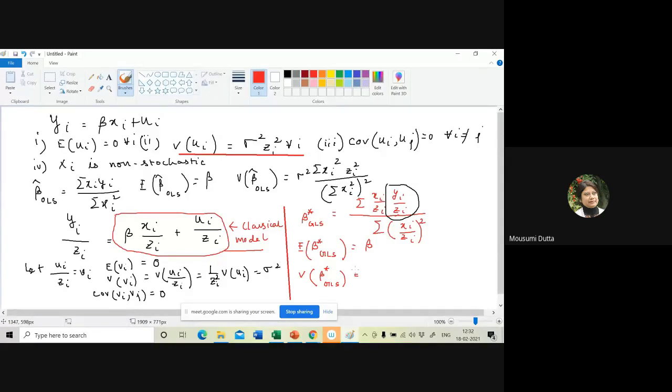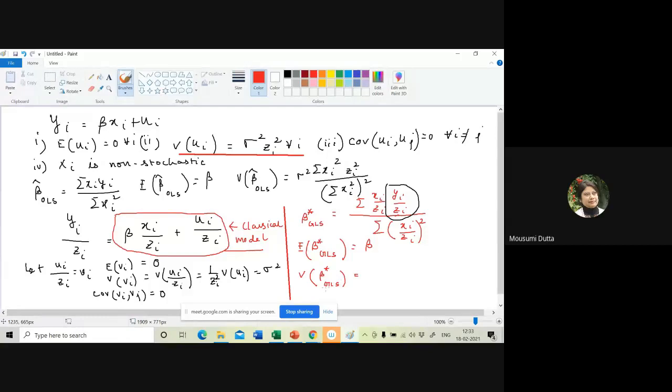Sigma square divided by summation xi square. It is a classical model, so you will have the same formula. In place of summation xi square, you have to write the new, transformed xi value. So Rudra, tell me, what will be the variance of beta star GLS then? Sigma square divided by summation xi by zi whole square.